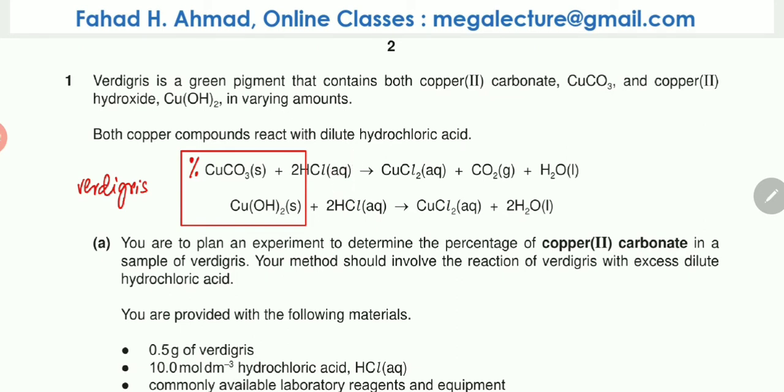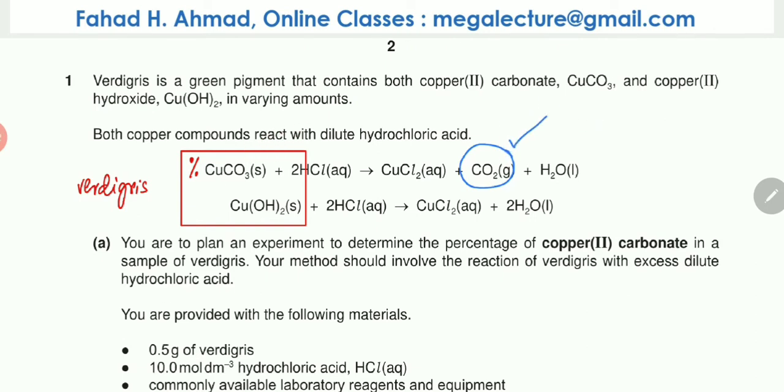with HCl. Now everything looks exactly the same: the same salt being produced, the same water molecule being produced. But since you're measuring the percentage of copper carbonate, there's one thing that will tell you the amount of copper carbonate, and that is carbon dioxide gas being produced, because even though copper hydroxide is reacting with HCl, it's not producing carbon dioxide gas. So all the carbon dioxide gas is actually coming from copper carbonate.